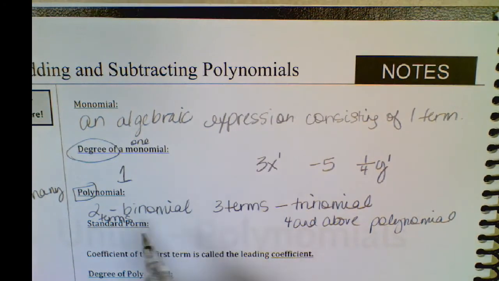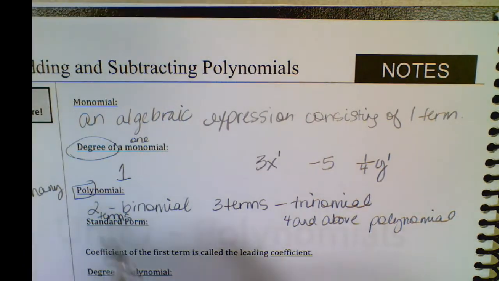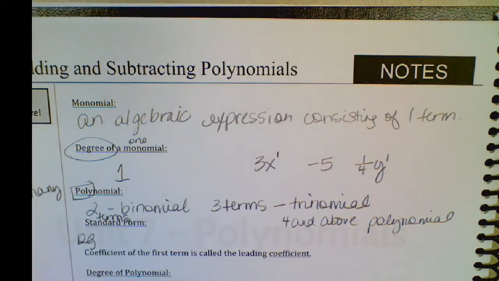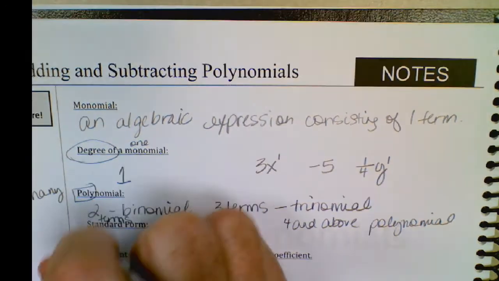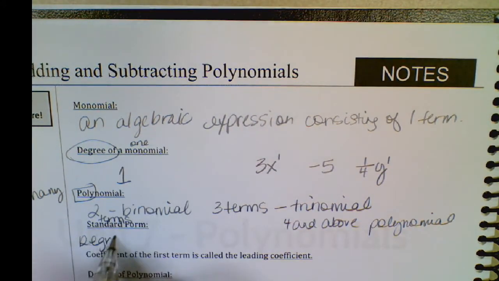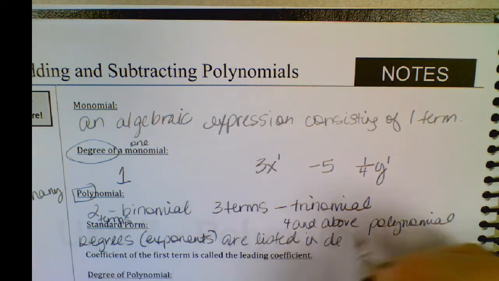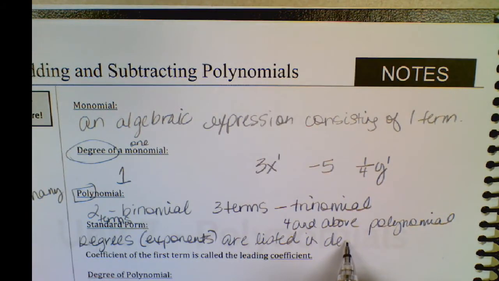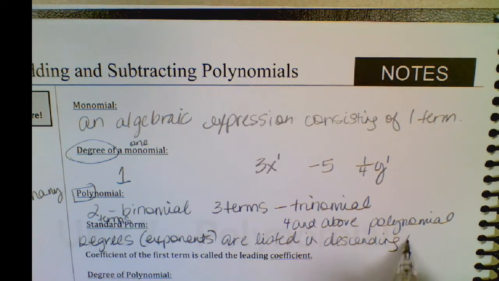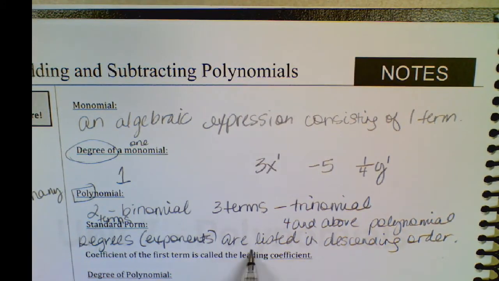Okay, so standard form of any polynomial is where the degrees, which are the exponents, are listed in descending order, meaning they're going down. Descending order. Okay. The coefficient of the first term is called the leading coefficient.